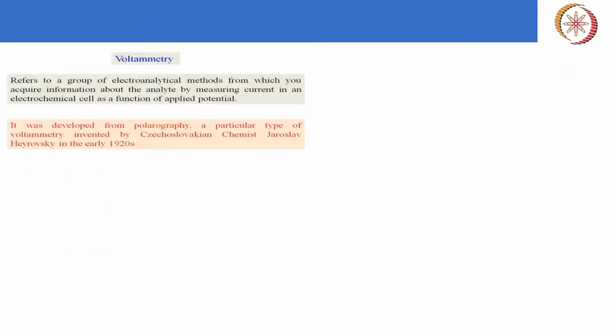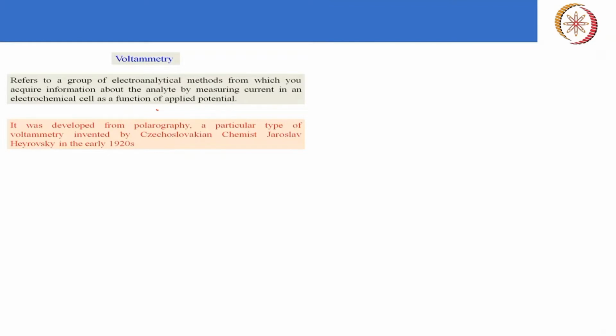The voltammetric method is basically a set of electroanalytical methods where we can measure the current of the analyte by applying a potential in the electrochemical cell. It was developed in the early 20th century, and Heyrovsky first invented polarography. From there it developed into voltammetry or the voltammogram.